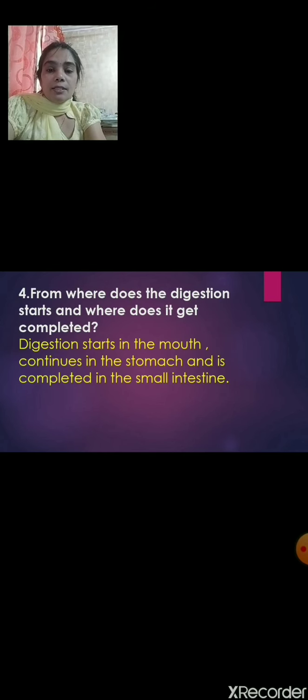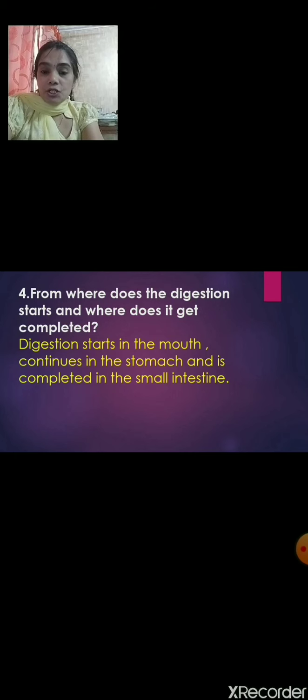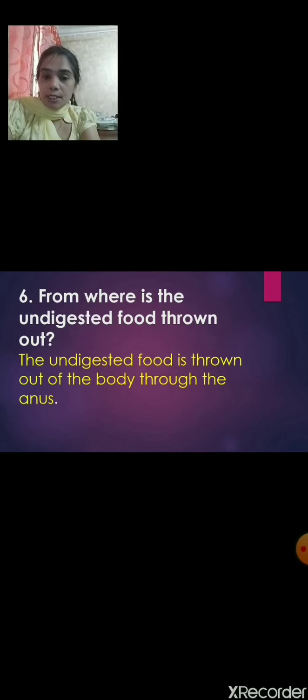Where does the digestion take place in your body? Digestion takes place in the digestive system of our body. From where does the digestion start and where does it get completed? Our digestion starts in the mouth, continues in the stomach, and is completed in the small intestine, right? From where is the digested food absorbed? It is absorbed into the blood through the walls of the small intestine. From where is the undigested food thrown out? The undigested food is thrown out of the body through the anus.